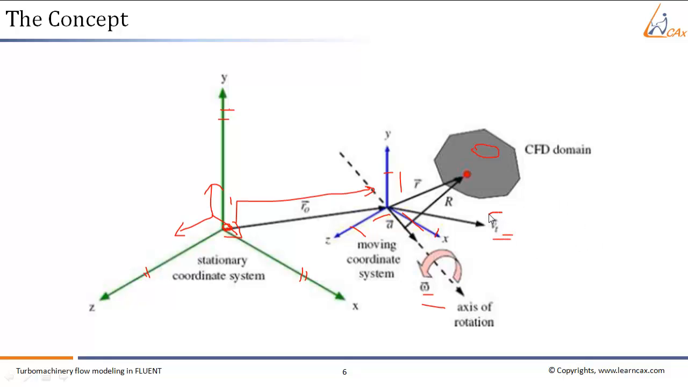Now, because we have defined the new reference frame with a translation velocity Vt and rotational velocity omega, the CFD domain is now stationary with respect to this new reference frame, or the moving reference frame. The new location of the CFD domain is now at r distance from the new reference frame, that is this particular distance.